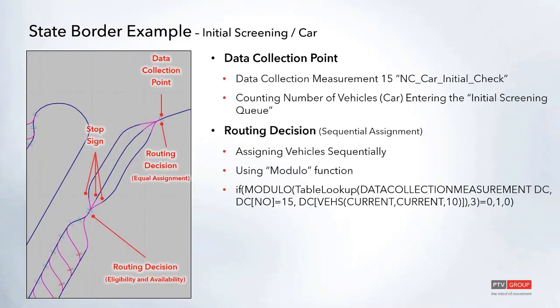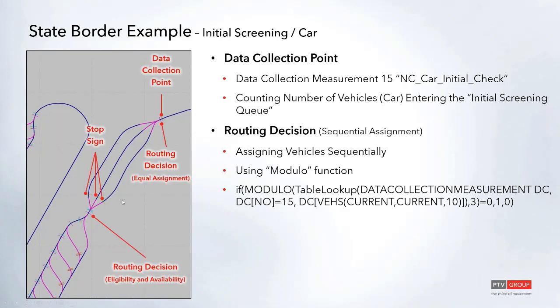And then on the car side, we have 3 separate lanes for the cars to complete that initial testing. And so this is going to use a routing decision here, which uses the modulo function. So essentially, we have a data collection point here counting vehicles. And we'll take that count and divide it by the number of lanes, which in this case is 3. And then based on the remainder, we'll assign the vehicles to a specific lane. So this will just allow the first vehicle to come in on the left side lane, and then the next vehicle will come down the middle, and then the next vehicle will go on the right lane. And so this will just allow kind of that sequential assignment to occur.